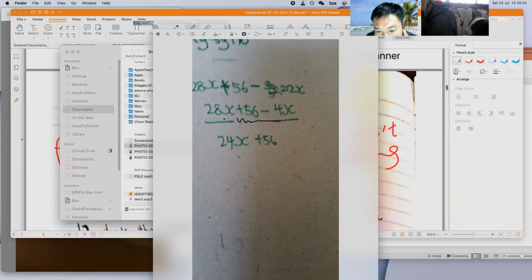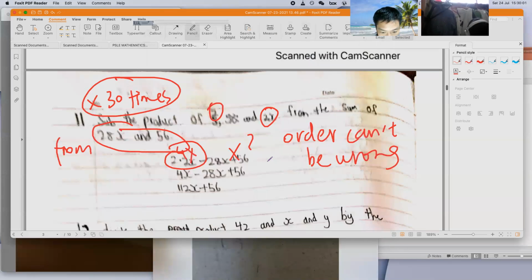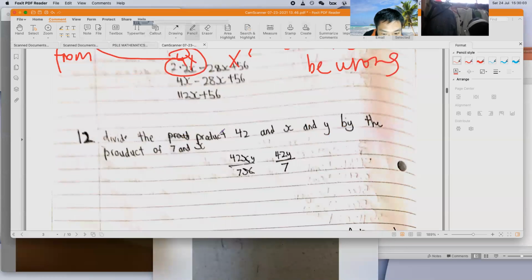This 28x and the 4x, they are similar terms, so that's why you have to combine. So that's why you end up with this. So this is correct. Okay, very good. Next, divide the by, okay, by the product of 7x. So 7x, yes, good. The order is correct, below and then above.